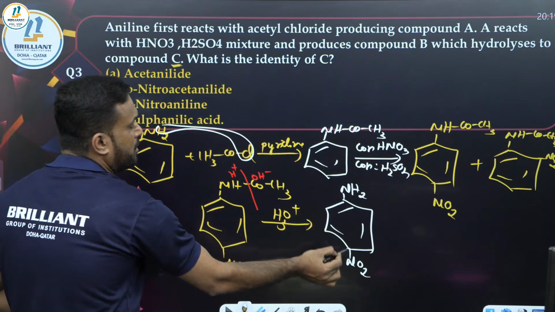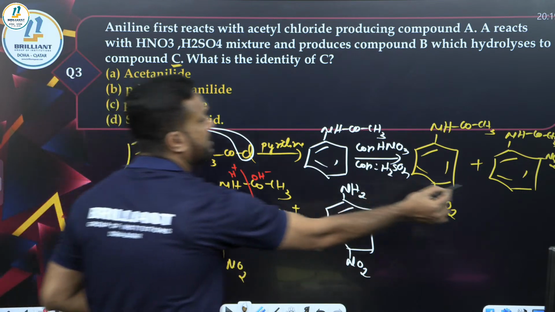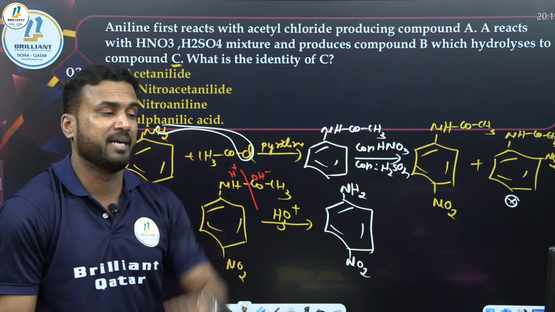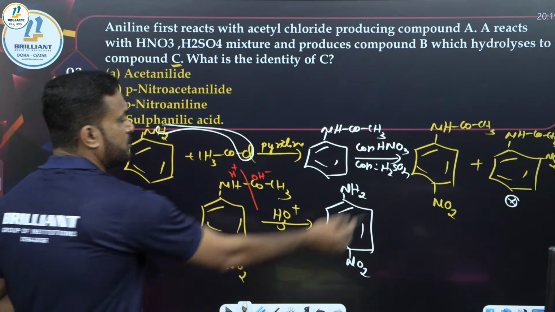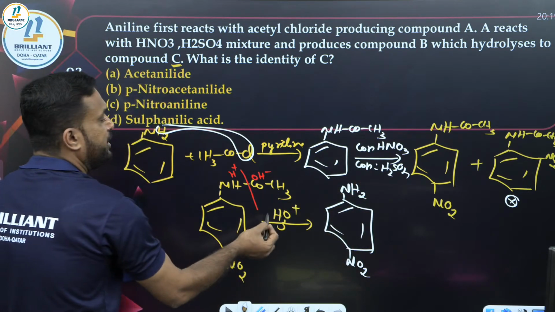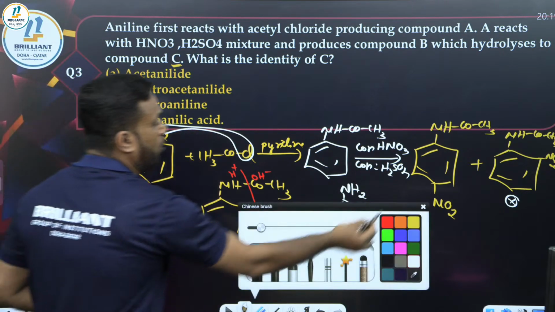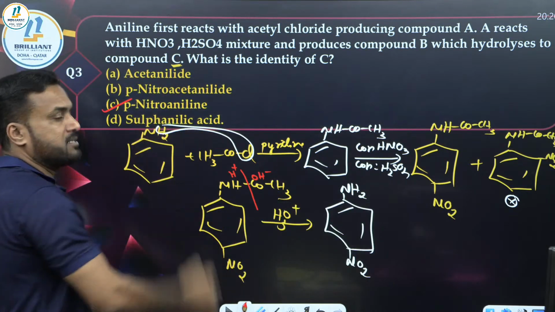So what is the name of this one? Para-nitroaniline. We are not considering the ortho derivative, because the ortho derivative is minor. So only the major one you consider; on hydrolysis you get back the NH2 group and you get para-nitroaniline. Hope you understood. The right answer is C.